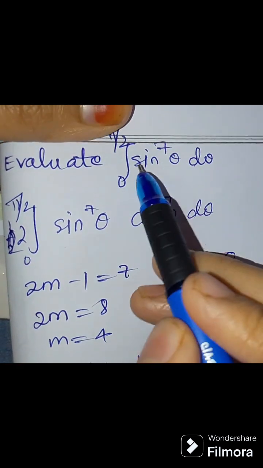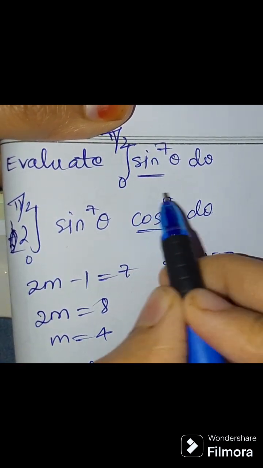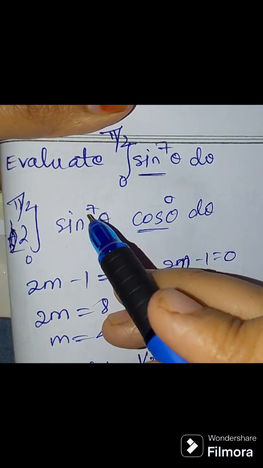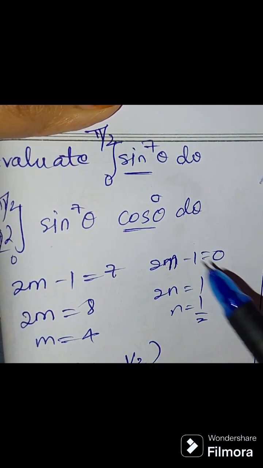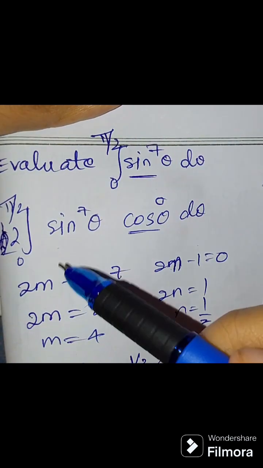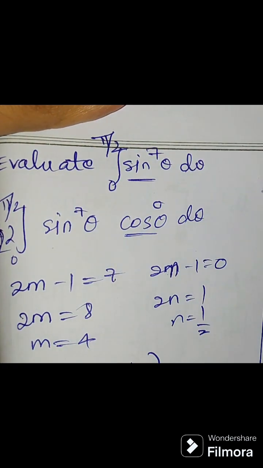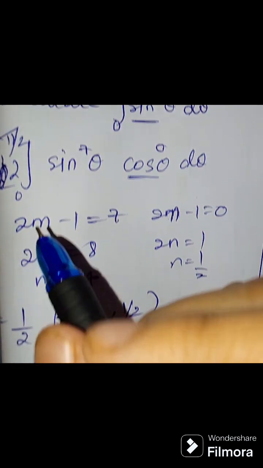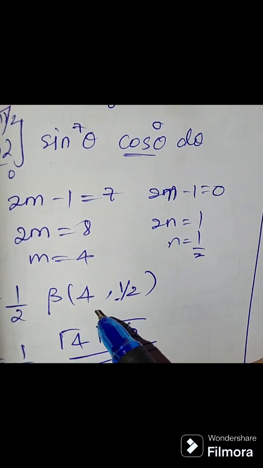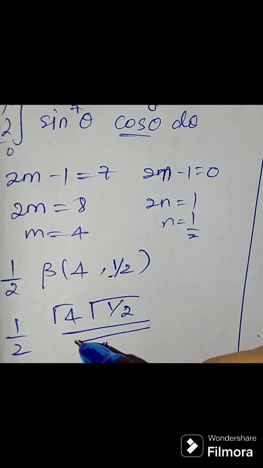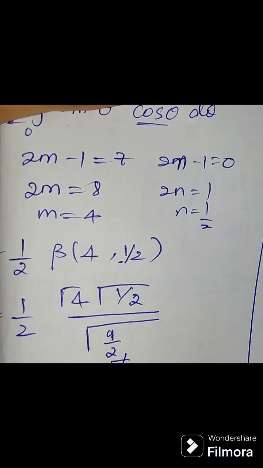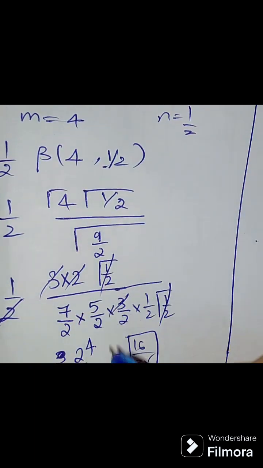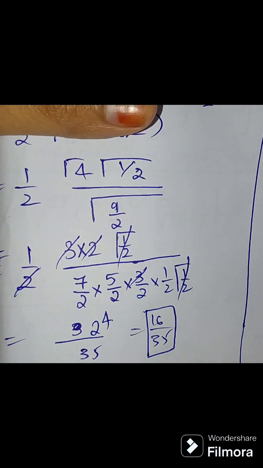And if it is like this, what will you do? You will take cos theta power 0, and then this will be your 2m minus 1, and this will be your 2n minus 1. You will get the m comma n values. And because you multiplied by 2, you should divide by 2, so 1 by 2 goes to that side. It will become 1 by 2 beta of 4 comma 1 by 2, which is gamma 4, gamma 1 by 2 is root pi, over gamma 9 by 2. If you do the calculation, you will get 16 by 35.